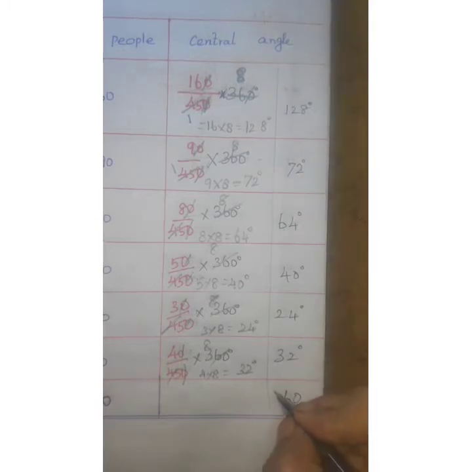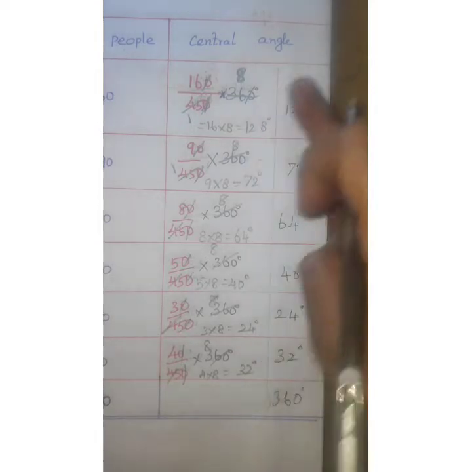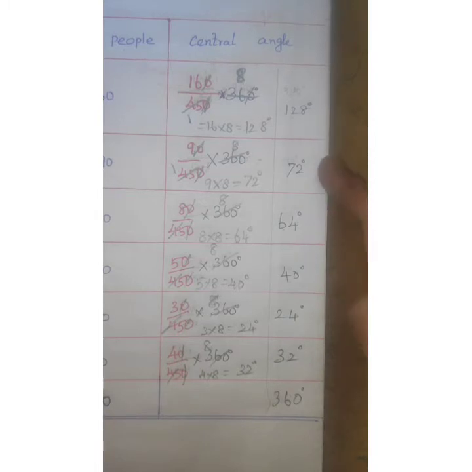So the sum must come to 360 degree. Otherwise your sum is wrong. The answer must be 360 degree. 128 degree, 72 degree, 64 degree, 40 degree, 24 degree, 32 degree, total 360 degree. The degree symbol must be there, it is important.